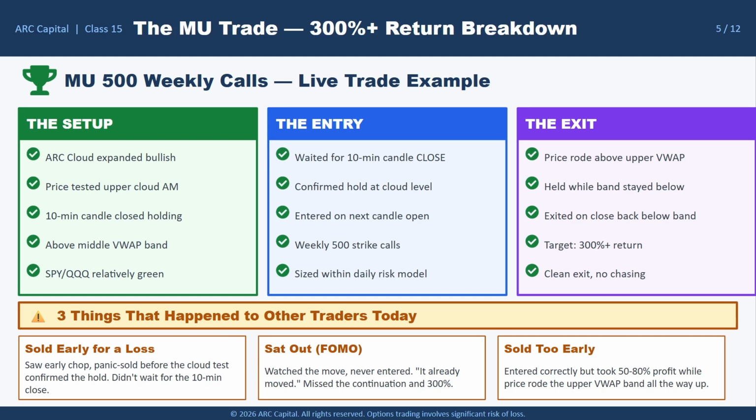Three things that happened to other traders today. Sold early for a loss: saw early chop, panic sold before the cloud test, as it was testing on the higher time frame, 30-minute. Didn't wait for the 10-minute candle to close. In the morning, we saw that nasty sell on the MU, maybe 10 minutes after we got in, one 10-minute candle after we got in, and it ended up rejecting. But that rejection ended up being a 30-minute cloud test. I'm going to go over that when we finish with these slides, and we're going to deep dive into that trade.